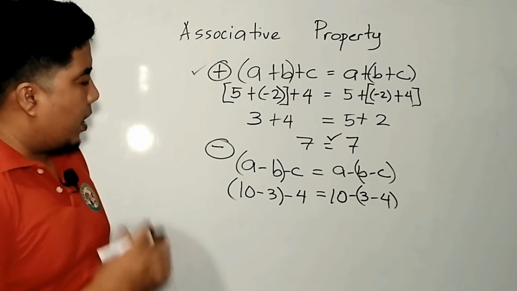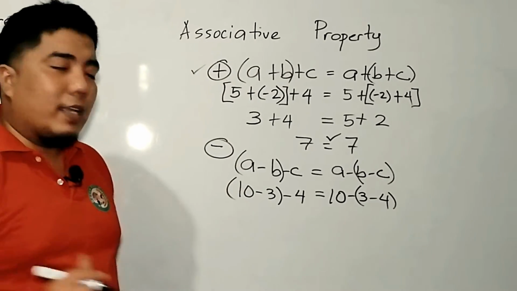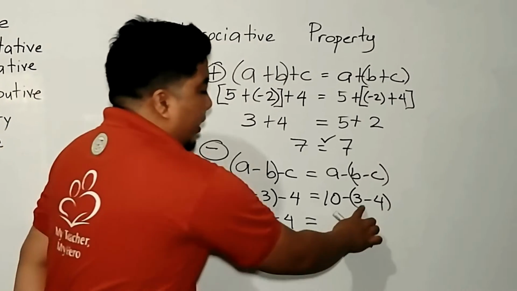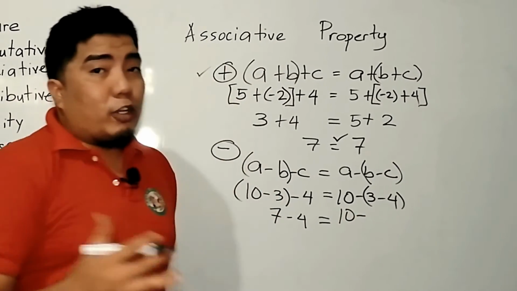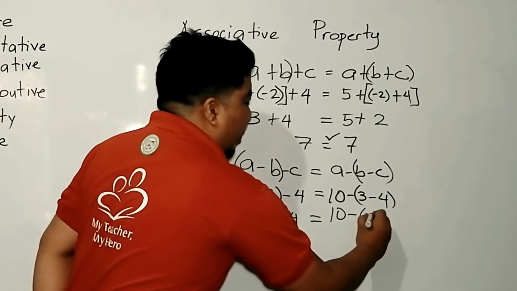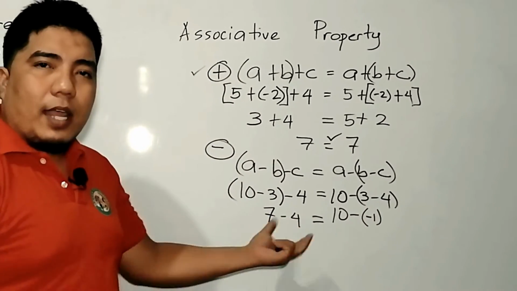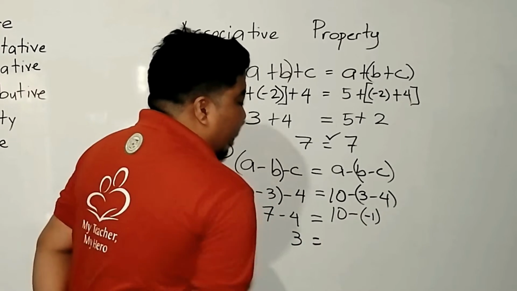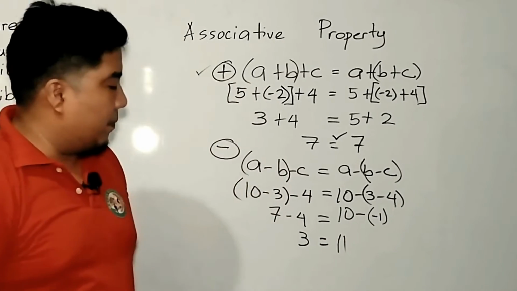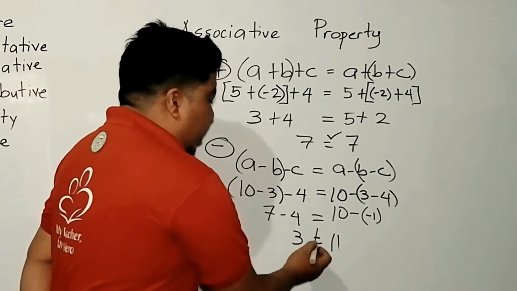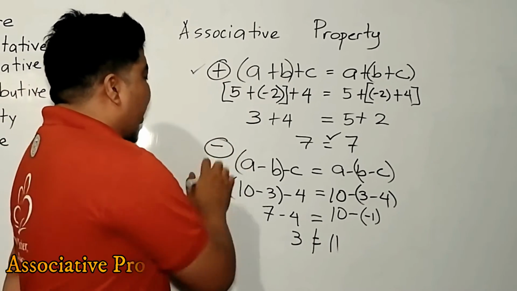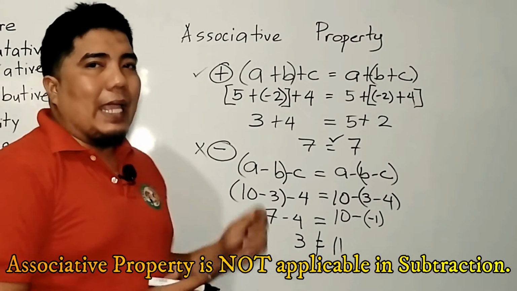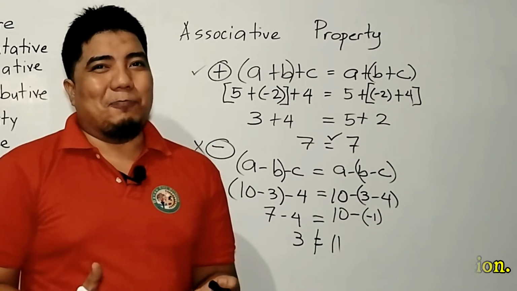Now, 10 minus 3 is 7. So that gives us 7 minus 4. We have here 3 minus 4. 3 minus 4 is negative 1. So now let us try to simplify. 7 minus 4 is positive 3. 10 minus negative 1 is positive 11. 3 and 11 is not equal. Therefore, we can say that associative property is not applied in subtraction.